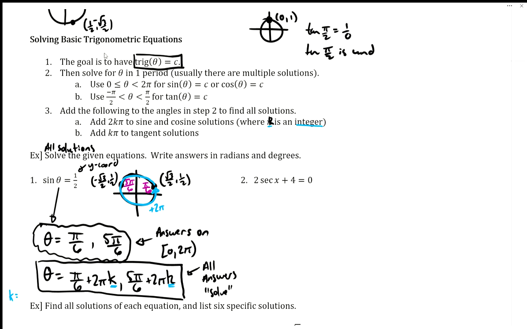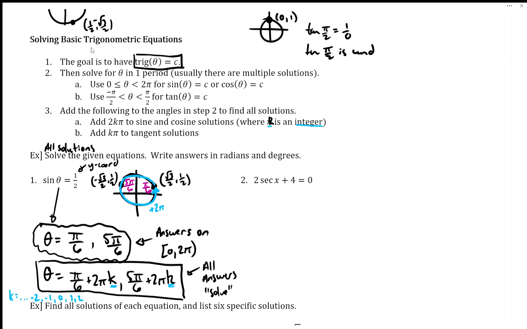But anyway, so k is an integer, which means it's ..., -2, -1, 0, 1, 2, and so forth. So it is just adding or subtracting 2 pi to our answers. All right, so that's all of what that means. Now, it did say write our answers in degrees. I'm going to do that for number 2. So number 2, let's do radians and degrees.